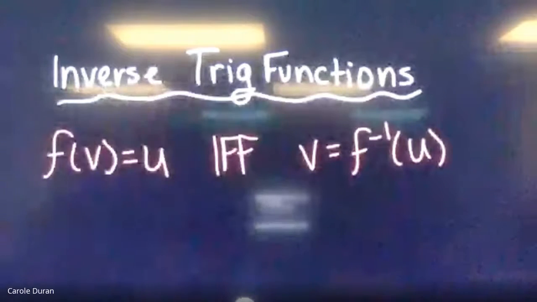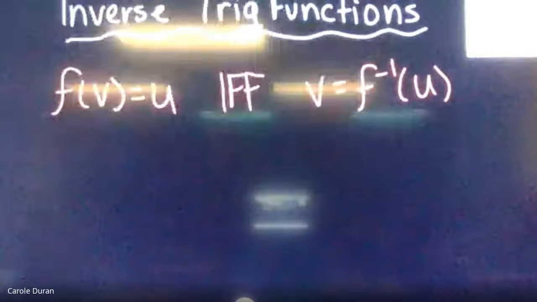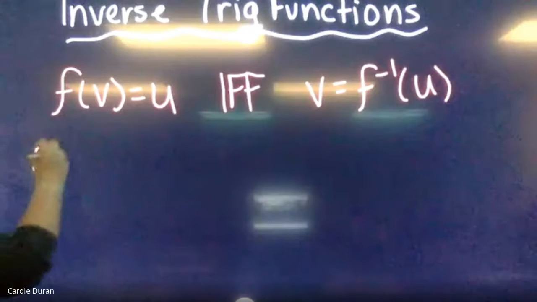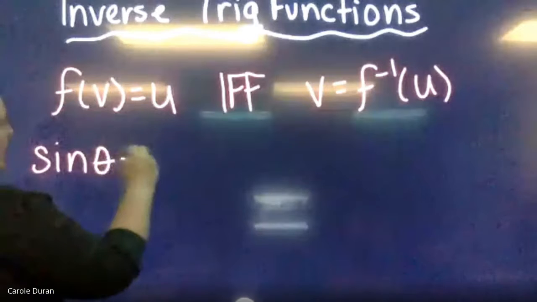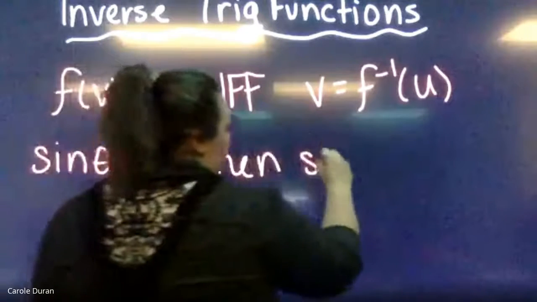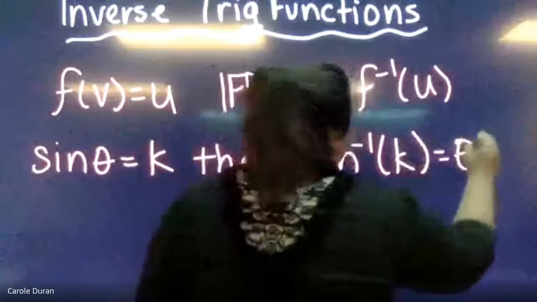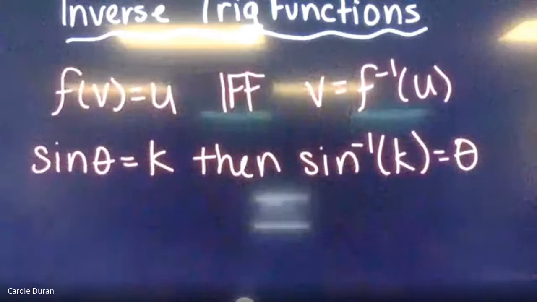For trig functions, it is if and only if. For our trig functions, that looked like: if sine of theta gave me k, then sine inverse of k gives me theta. So given the ratio, find the angle that makes it true. That's what we looked at in the context of trig functions.